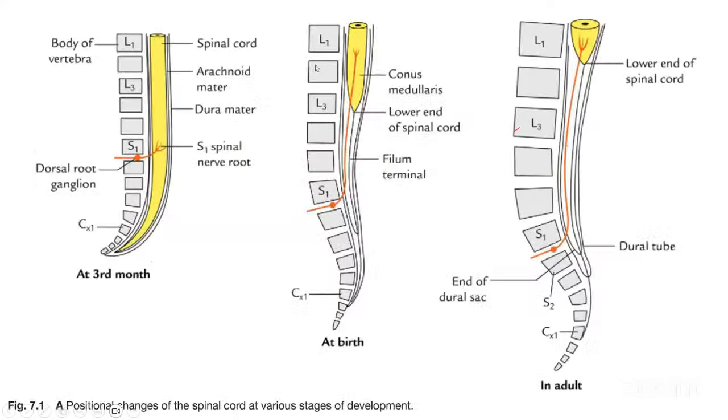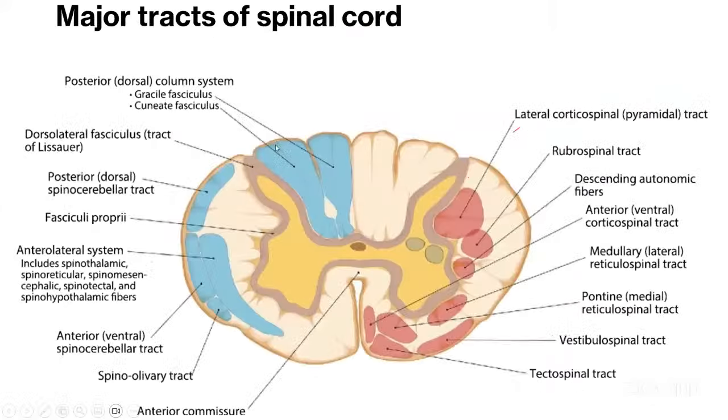This is the conus medullaris at the end of the spinal cord. After the spinal nerves leave the spinal root, they form a tuft of fibers called the filum terminale. So what are the major tracts present in the spinal cord? We have descending tracts and ascending tracts, and the arrangement. These are the ascending tracts in blue, and these are the descending tracts.